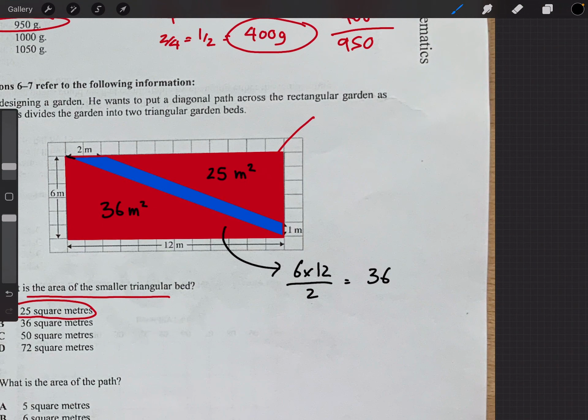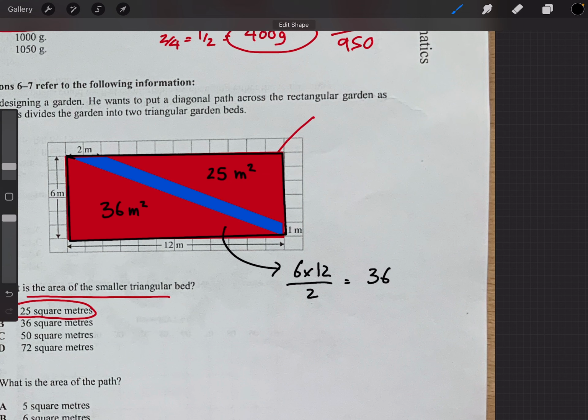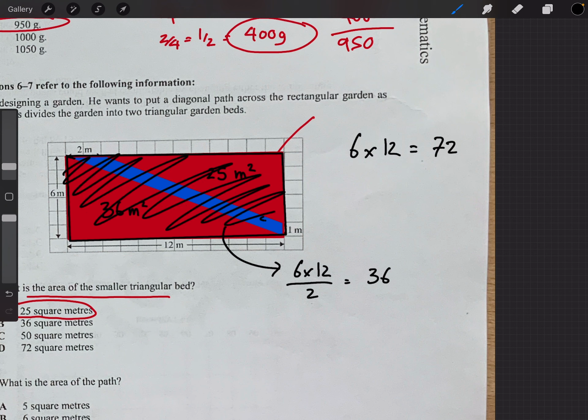Now what is the area of the entire rectangle? As in this whole piece here. Well, the entire rectangle is 6 times 12. That's 72. So the entire thing is actually 72 meters squared.